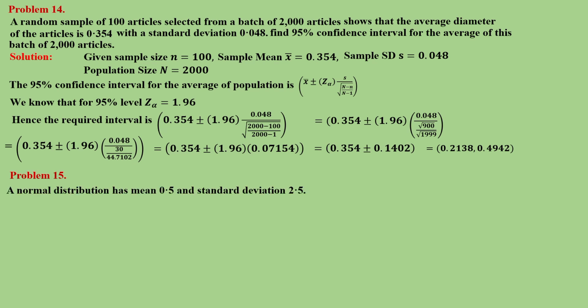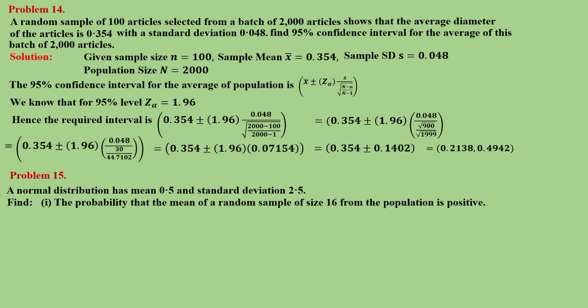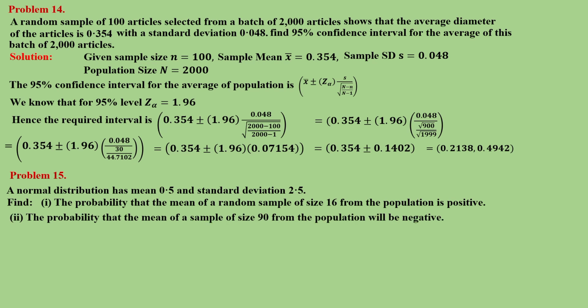Next problem. A normal distribution has mean 0.5 and standard deviation 2.5. Find first, the probability that the mean of a random sample of size 16 from the population is positive. Second, the probability that the mean of samples of size 90 from the population will be negative. So given the population mean, a normal distribution has mean 0.5 and standard deviation 2.5, so population mean mu is equal to 0.5 and population standard deviation sigma is equal to 2.5.